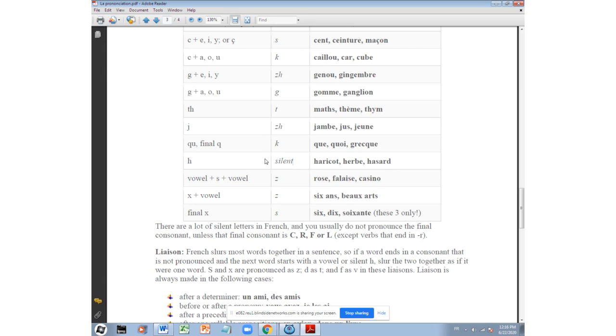Next, vowel plus S plus a vowel. In other words, when letter S is appearing between two vowels, the sound becomes Z. So we say rose, falaise, casino, organisation, the word organisation in French. So we say rose, falaise, casino. Please take note of that. Next, X plus a vowel is also the sound Z.